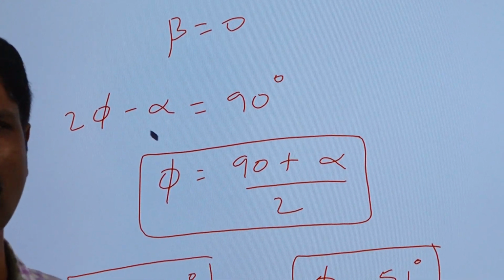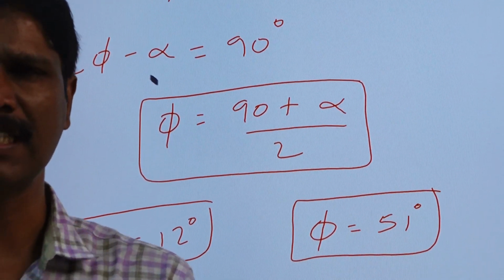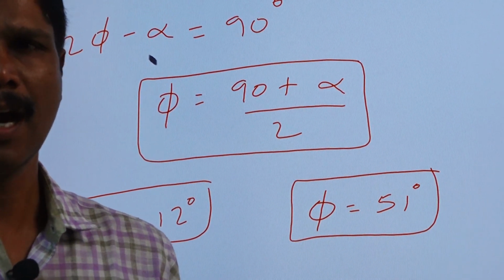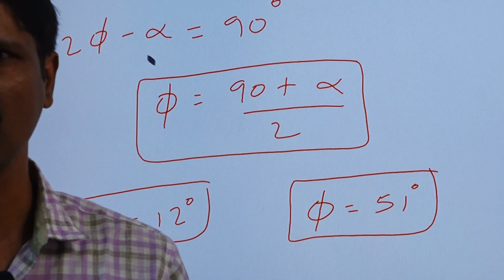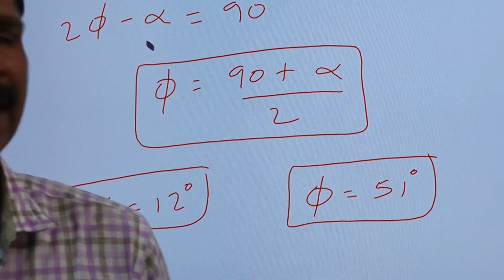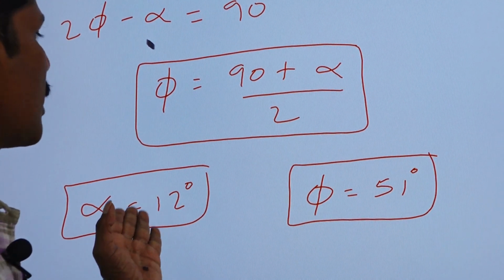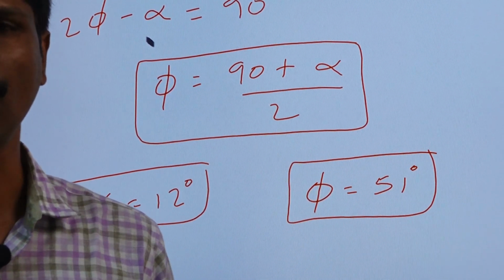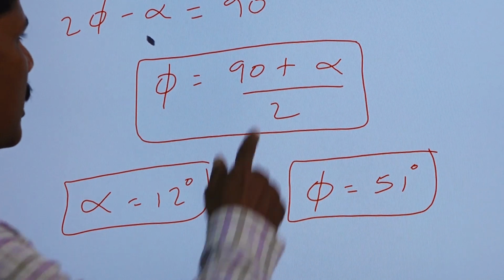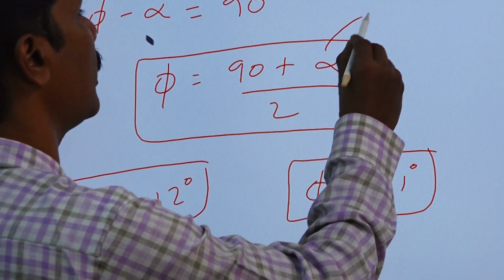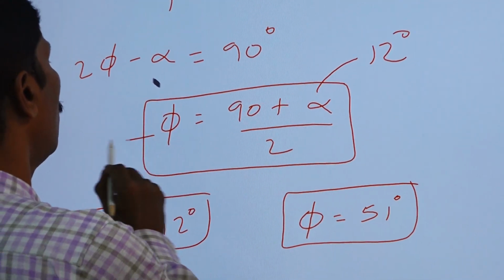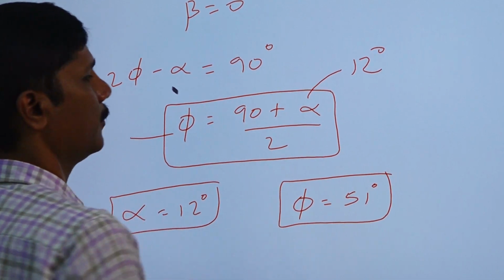It is a one-data question. There α is given, φ will be asked. Alpha given, φ will be asked for the minimum shear strain condition. So automatically β will be 0. Therefore, when you substitute α equal to 12 degrees, we can get φ equal to 51 degrees.